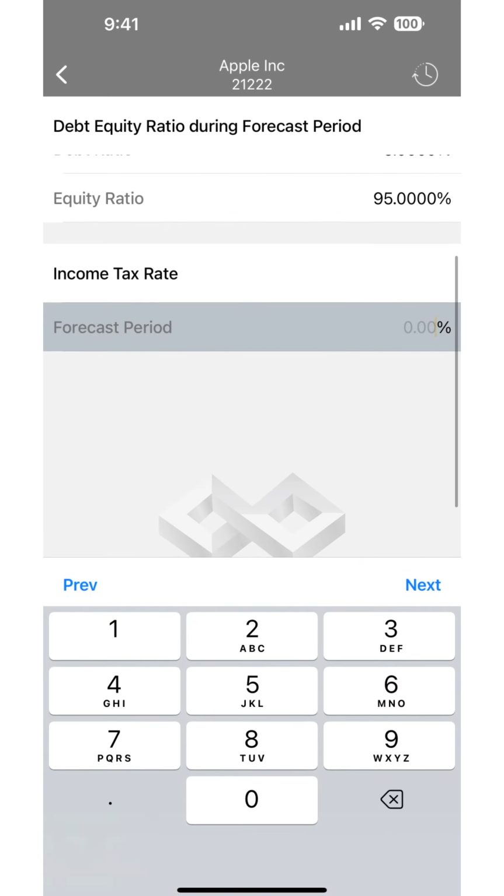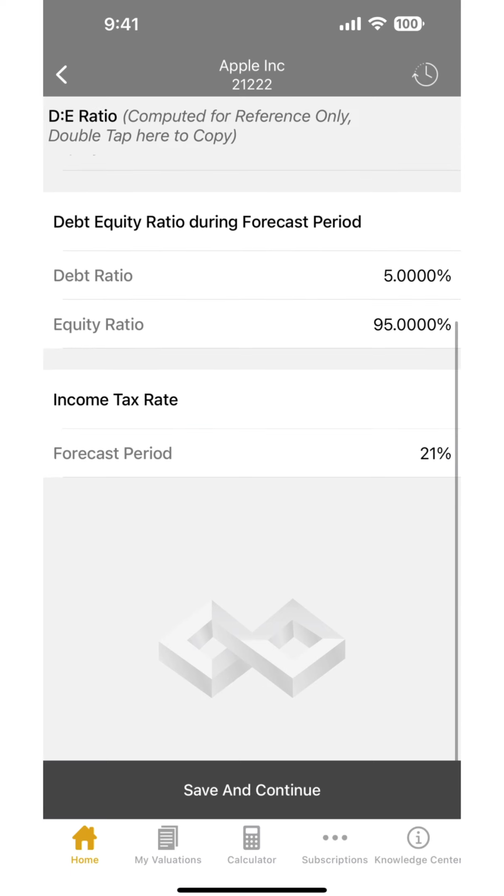Income tax during forecast period. The marginal income tax rate is ideally entered for the forecast period, assuming the tax rate is expected to stabilize to this rate on an average in the long term. For Apple, we have taken this as 21%.